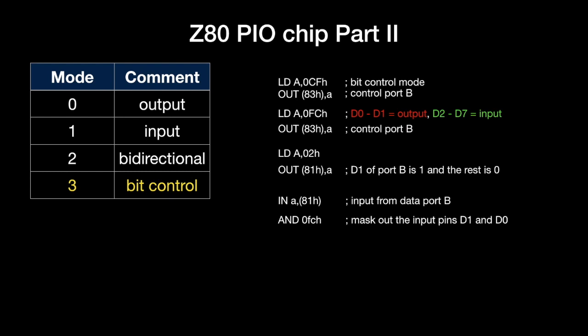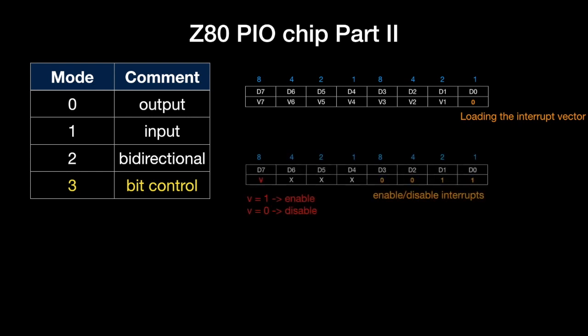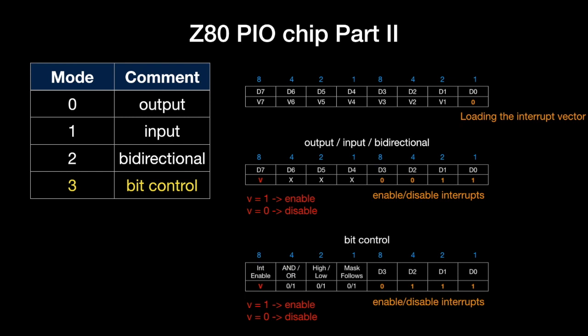What about interrupts? In the previous video, I have explained how to program the interrupt. This command is used for loading the interrupt vector, and this one to enable it. It works fine for output, input, and bidirectional mode. But for the bit control mode, you should use this instruction.